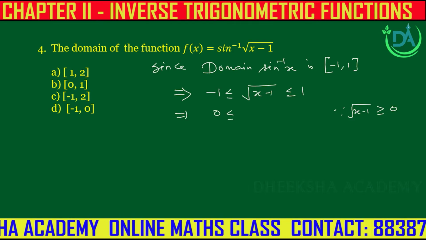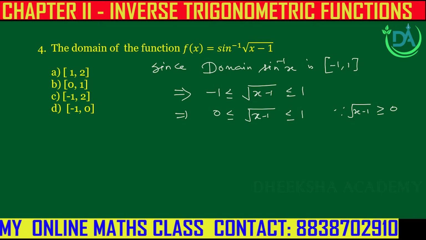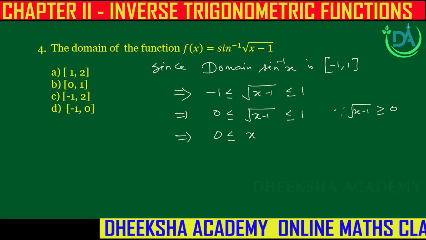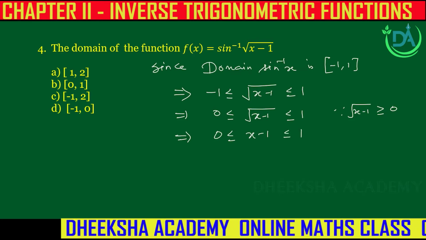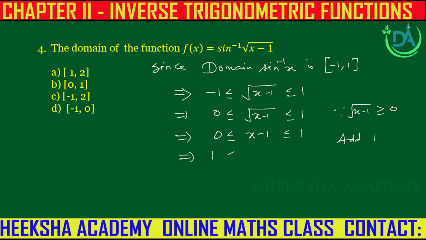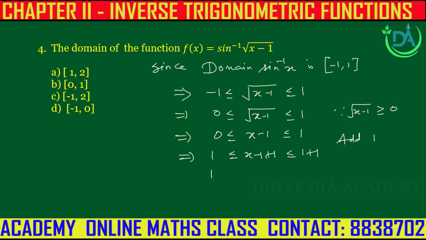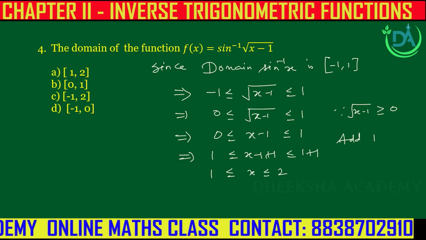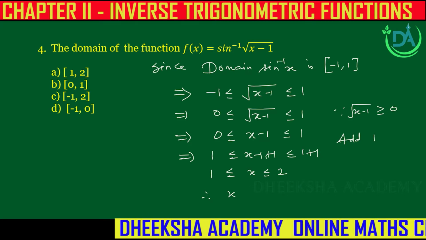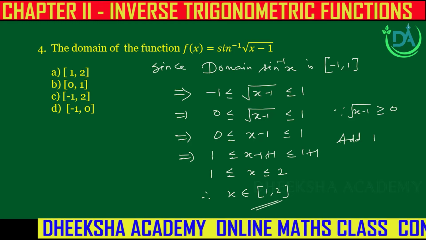0 less than or equal to square root of x minus 1 less than or equal to 1. When we take the square, 0 less than or equal to x minus 1 less than or equal to 1. Adding 1, which gives 1 less than or equal to x minus 1 plus 1 less than or equal to 1 plus 1. So 1 less than or equal to x less than or equal to 2. So therefore the domain of sine inverse of root of x minus 1 is x belongs to 1 comma 2. So option A is the correct answer.